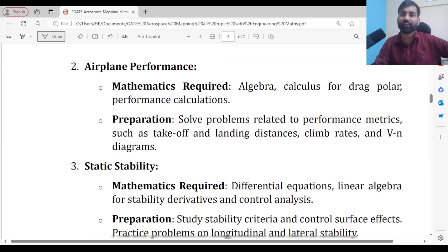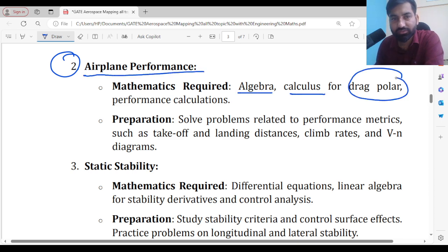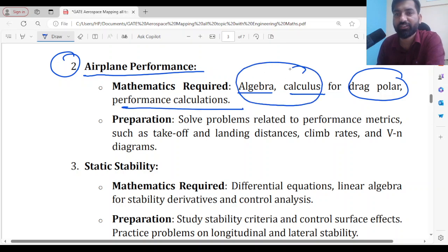Next topic is airplane performance. Nobody has given this kind of mapping, guys, no coaching has. After releasing this video, many coachings are going to copy this, remember. I'm telling you. You will find, for airplane performance, algebra and calculus for drag polar and performance calculation. So again you need some basic algebra and calculus.